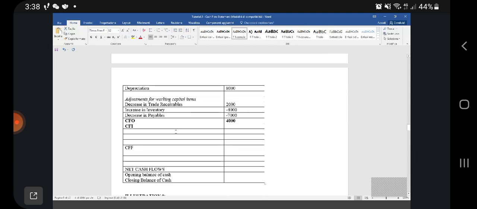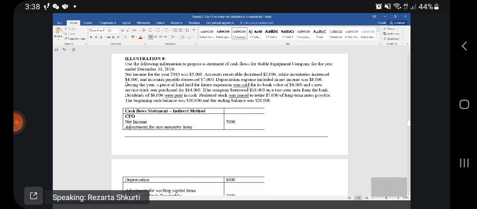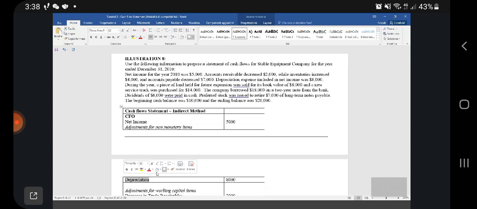So proceeds from sale of land are $8,000. Again, read very carefully what it says over here. A piece of land was sold, and it was sold at the same market value as the book value. That means we have no loss, no gain. And that's why we didn't include any loss or gain over here in the non-monetary items. Okay?